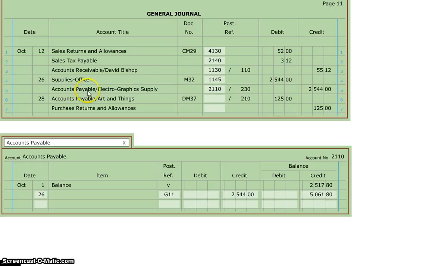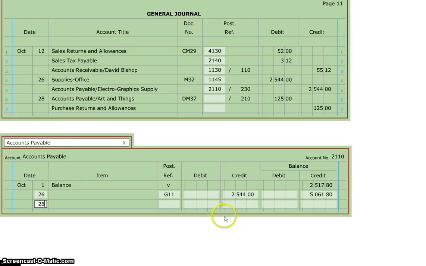Now again, what we did last time is we did the electrographic supply. That's why there's a dash here and a number here to show that that's already been posted, the $25.44 in the past. So both of these, accounts payable and electrographics, are posted. That's why this line is here with two numbers. Our last one is the 28th. So we have our accounts payable still open. Let's just plug that in right now.